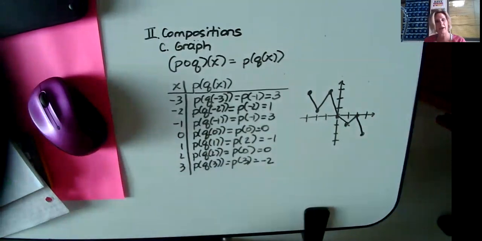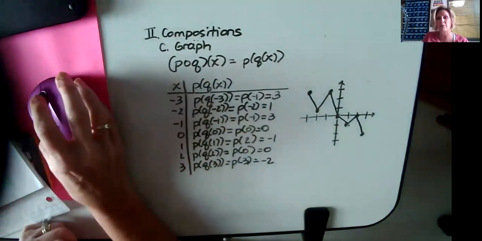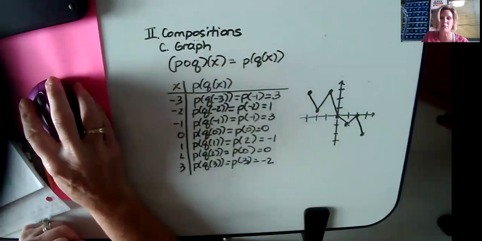So that's all you have to do to graph a composition. The main thing is just to take it a little slow and make sure you don't misfire on your points. It's not real difficult.